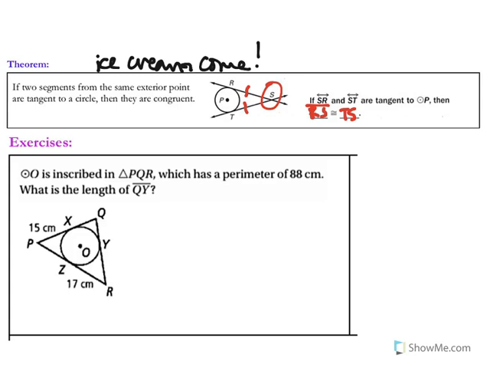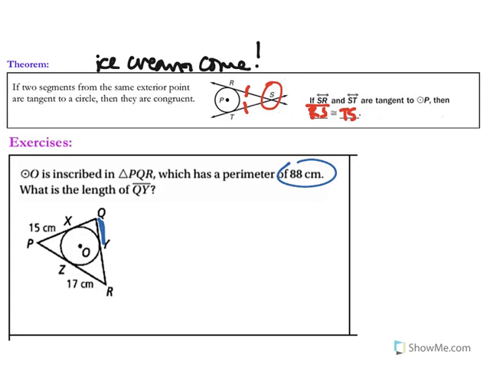We'll talk about inscribed in a little bit. It means it's just inside of this triangle shape PQR, and the triangle has a perimeter of 88 centimeters. What is the length of QY? So we're trying to find this length right here, and we know that we've got a perimeter of 88.